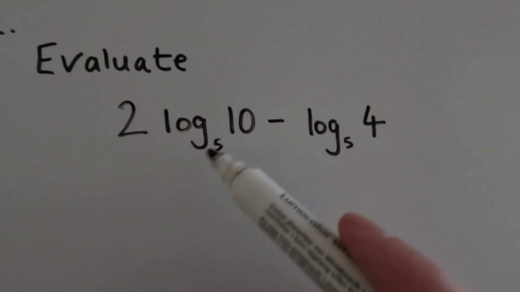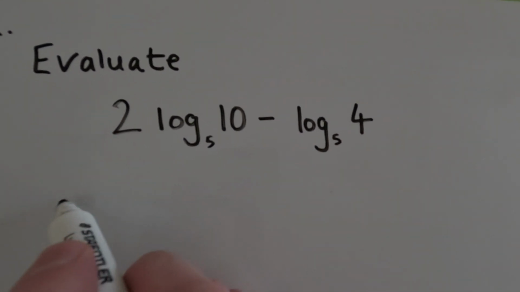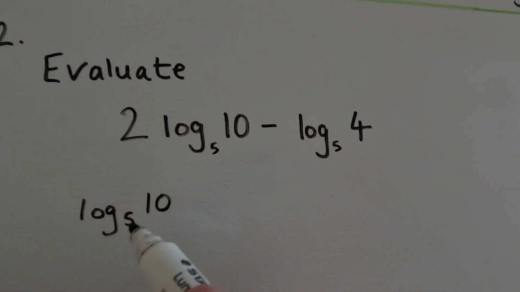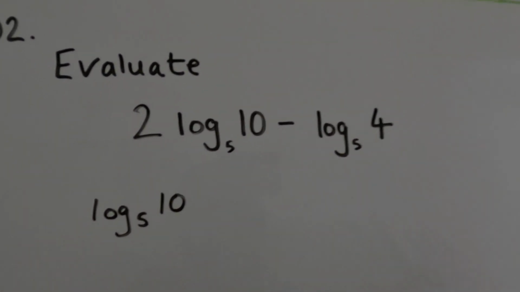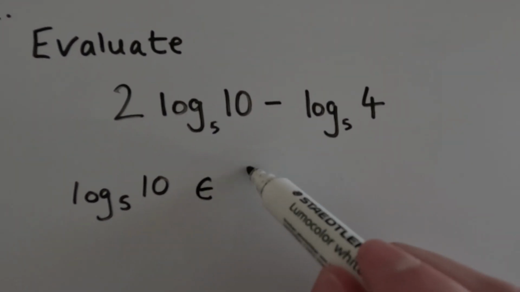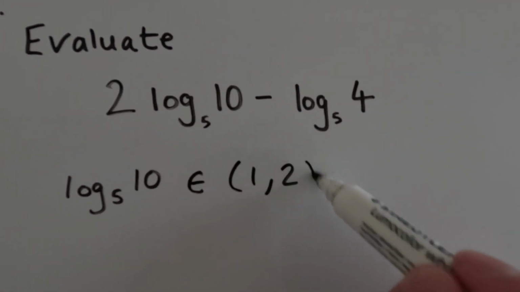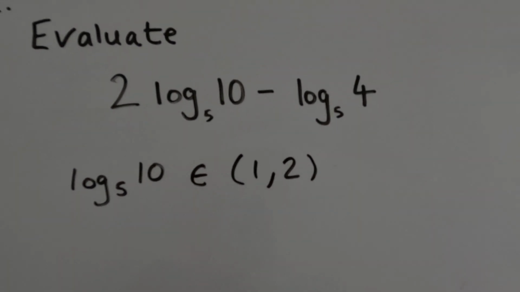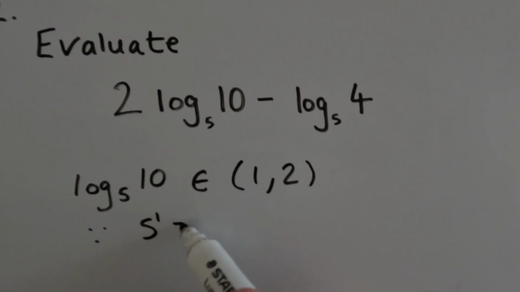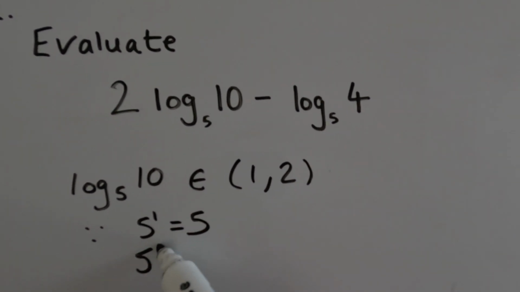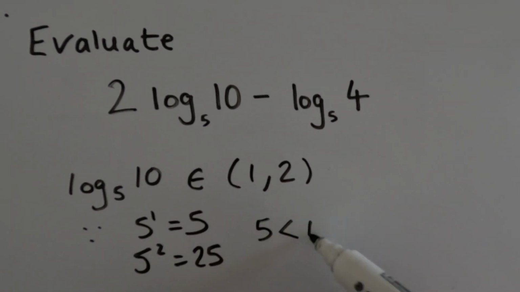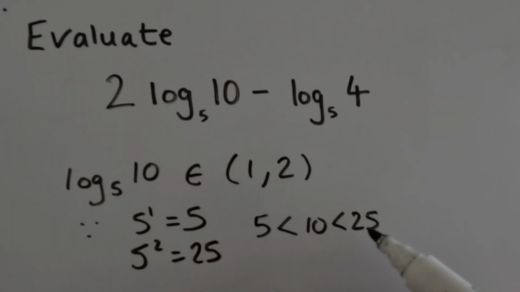So let's see. For this one here, what's an estimate? Well, the log of 10 to the base 5 is going to be in the interval 1, 2, since 5 to the 1 equals 5 and 5 to the 2 equals 25. And obviously 5 is less than 10, which is less than 25.